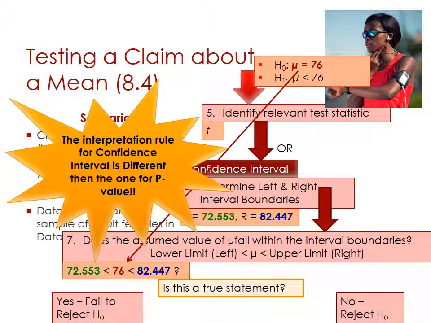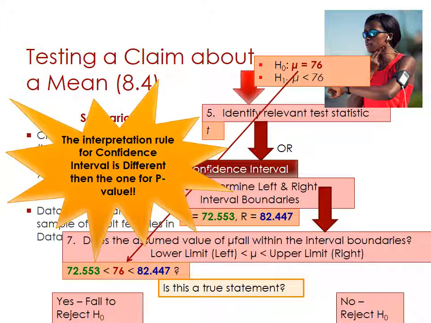Now notice this interpretation rule is different than the one for the p-value. We're asking a similar question here, but keep in mind the rule for the interpretation is very different for the confidence interval than it is when you're looking at a p-value. So be very careful about that.